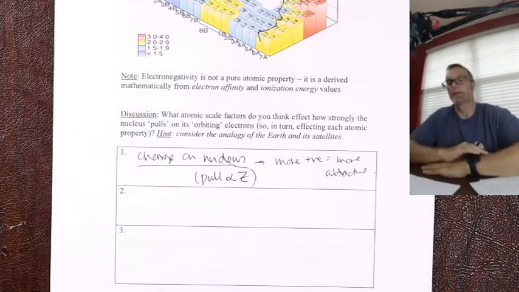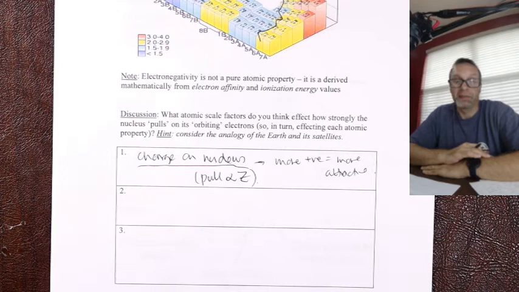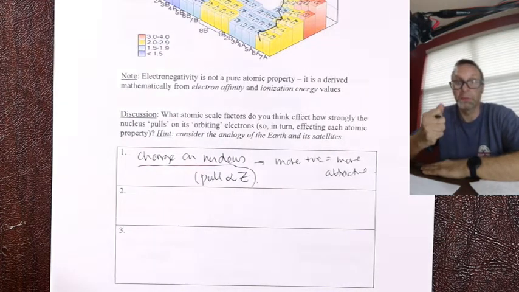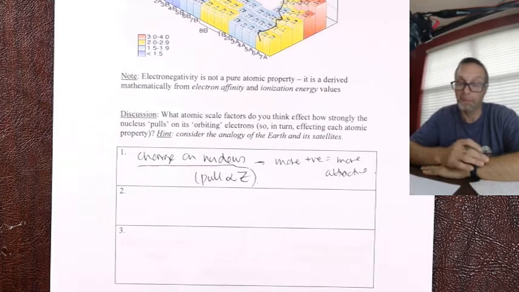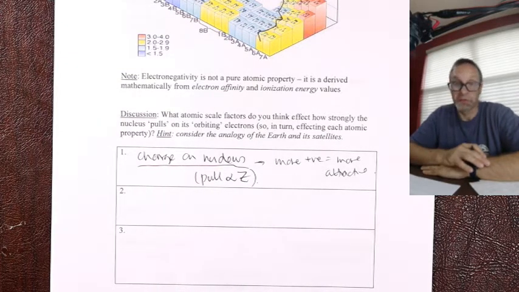It's like gravity. The bigger the planet, the more gravity it has. The more protons the nucleus has, the more it pulls on those electrons, because it's plus-minus attraction. So that's the big one. The more protons you have, the more attractive the nucleus is, and the more strongly it holds onto its electrons.